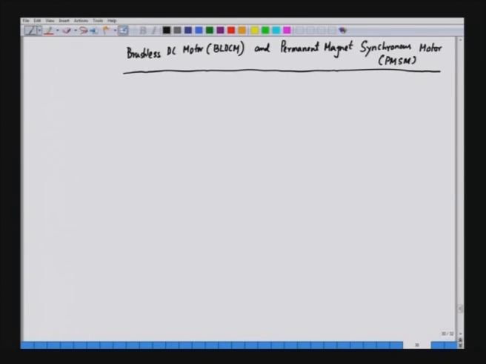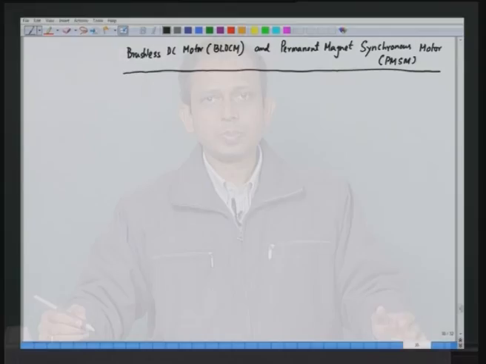Now, we can classify these motors based on the structure of the rotor. Both the brushless DC motor and the permanent magnet synchronous motor work on the principle of the synchronous machine. In the synchronous machine, we know the speed of the rotor is the synchronous speed. The rotor will not run at any other speed than the synchronous speed. So, the principle of brushless DC motors and PMSM motors is essentially the principle of the synchronous motor.